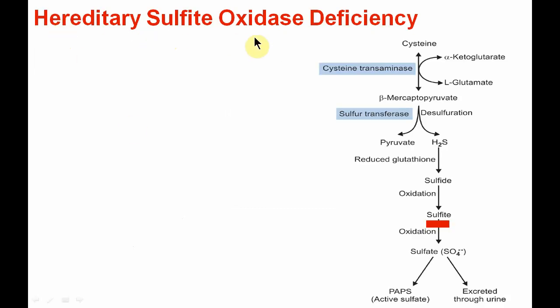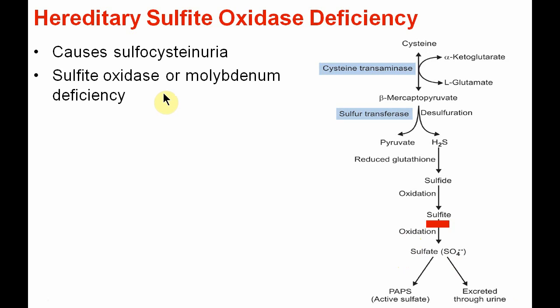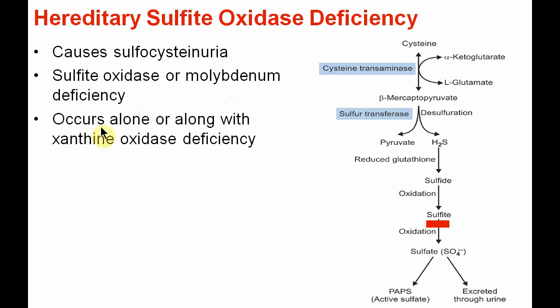Last is the hereditary sulfite oxidase deficiency. It causes the sulfocystinuria. If we recall this cysteine metabolism, at the end it will form the sulfite, which upon oxidation is converted to the sulfate, which helps in the formation of the active sulfate in the urine. So here there is defect in this sulfite oxidase enzyme. This enzyme contains molybdenum in its active site, and molybdenum helps in the activity of this enzyme. So this deficiency occurs alone or along with the xanthine oxidase deficiency, because xanthine oxidase also contains molybdenum in its active site for its optimum activity.